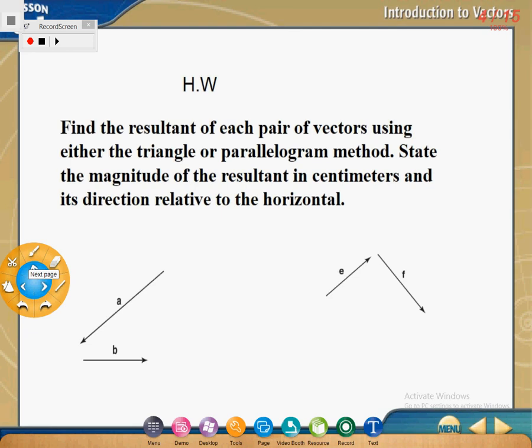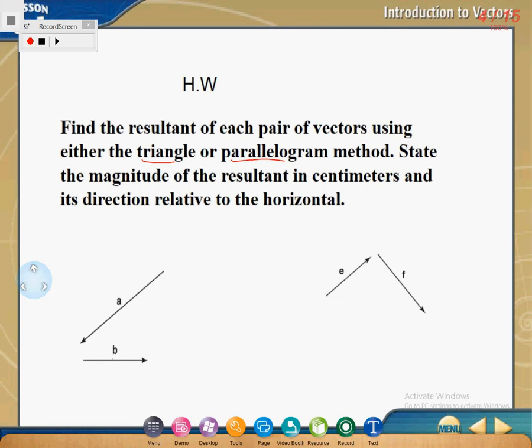Inshallah, we will start with the homework which we took last time. I told you to find the resultant using triangle or parallelogram. It's up to you which one to use. So I will start with the first one. Did you solve it? Good.